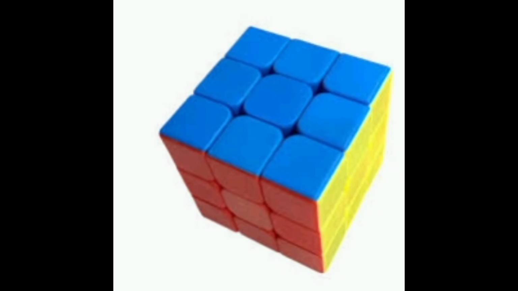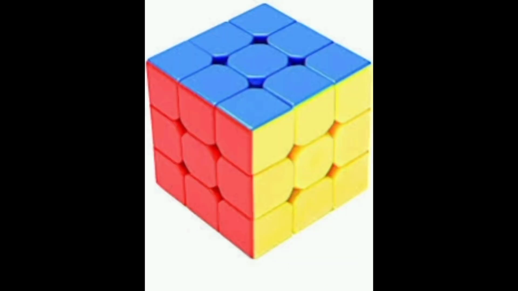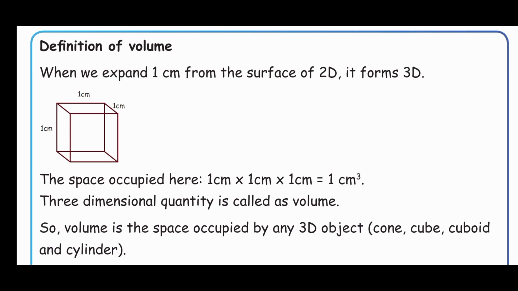Now when we see only the top side, see, the blue side alone has length and height. That is called 2D dimension, but this total cube is called 3D dimension. So that is what they explained here. The space occupied here is 1 centimeter into 1 centimeter into 1 centimeter equal to 1 centimeter cube. So length will be 1 centimeter, height will be 1 centimeter, and the thickness of the cube will also be 1 centimeter.